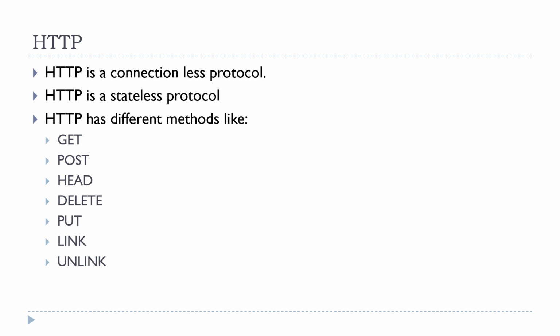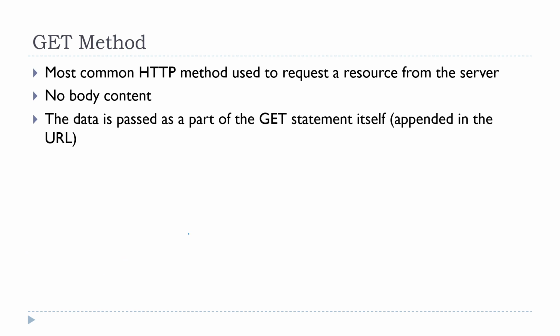Now HTTP has many different methods like get, post, head, delete, put, link, unlink. Out of these, the only two methods that will be useful to us now are the get and post methods. Both of these are HTTP request methods. To make a request to the HTTP server, the client may use a get method or a post method. Both are request methods, used to request some resource from the server.